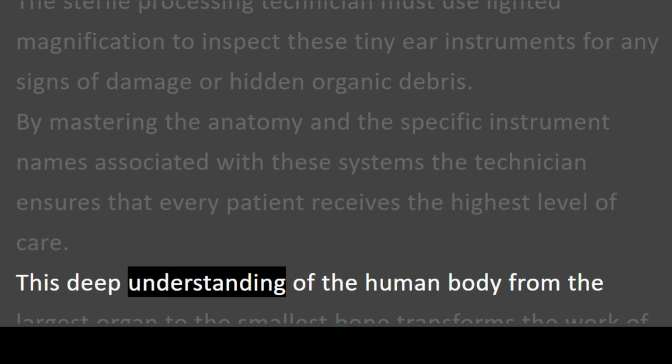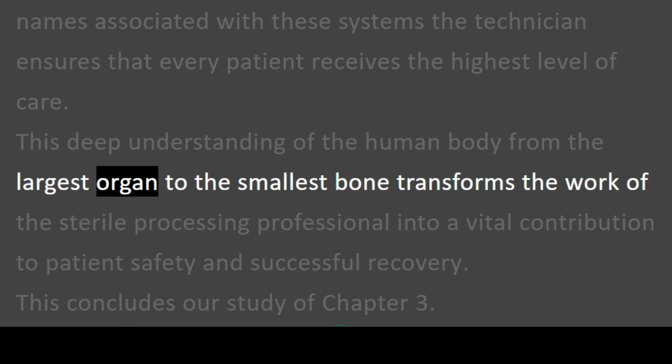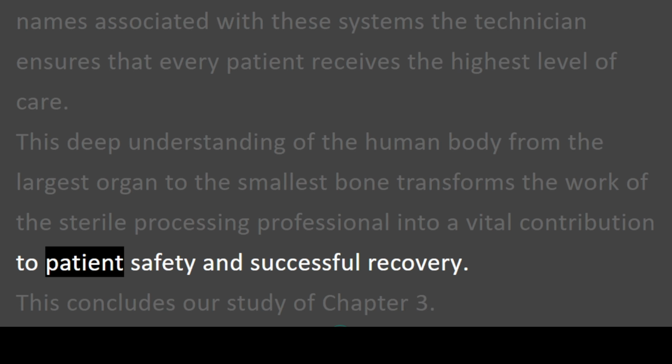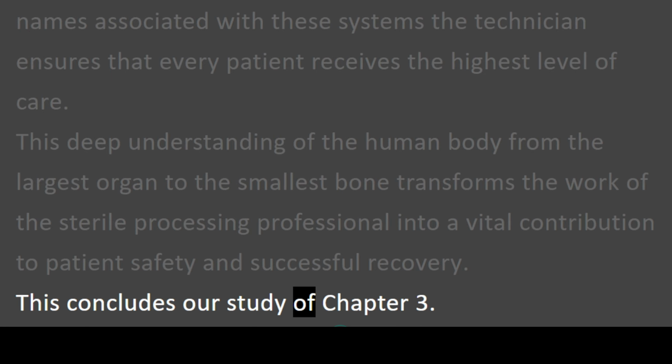This deep understanding of the human body from the largest organ to the smallest bone transforms the work of the sterile processing professional into a vital contribution to patient safety and successful recovery. This concludes our study of Chapter 3.